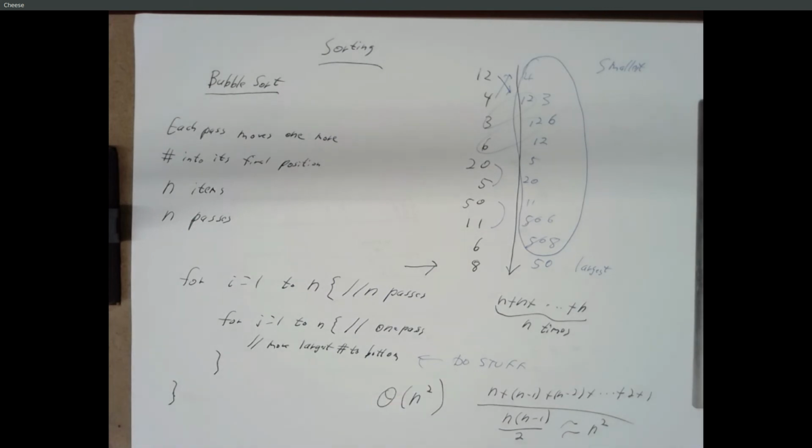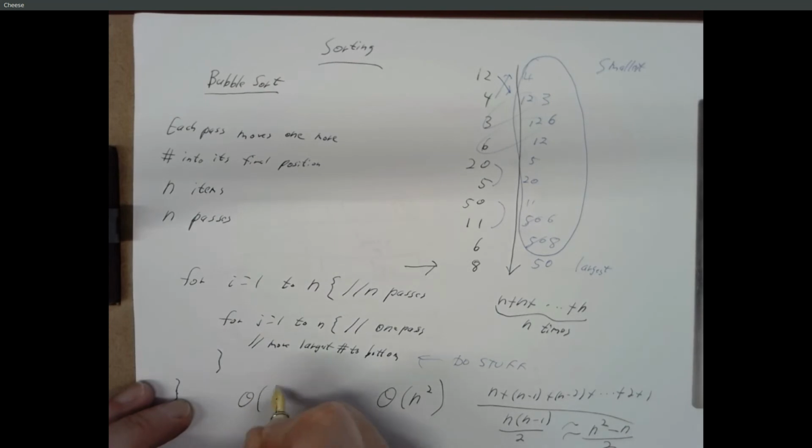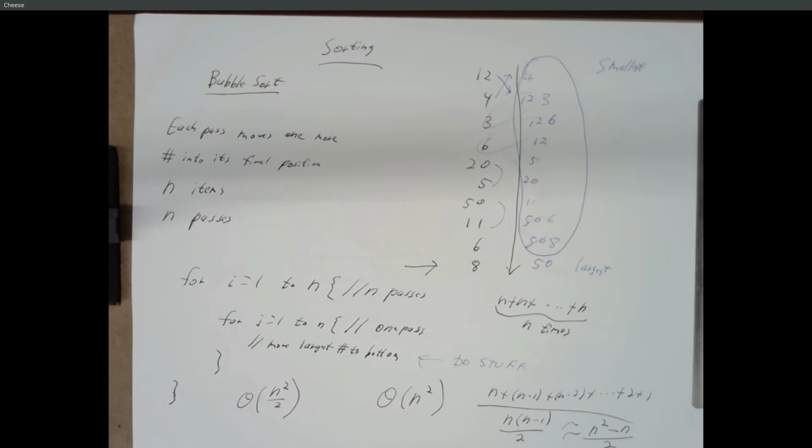Which is approximately n squared, right? But it's actually n squared minus n over 2. So it's more like order n squared over 2. It's actually a little better than that. But it's only half as bad as n squared, right?